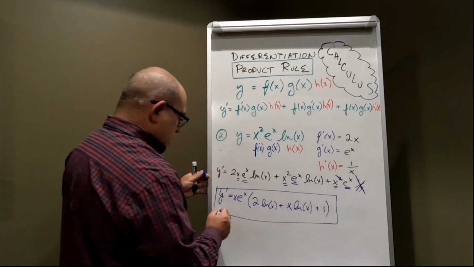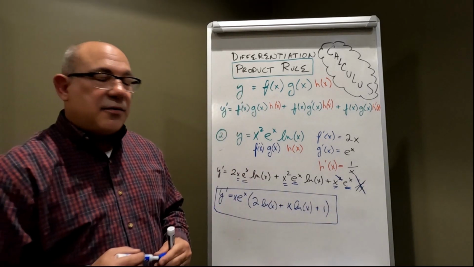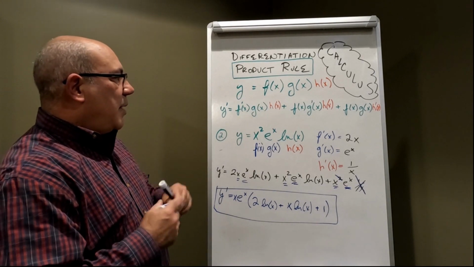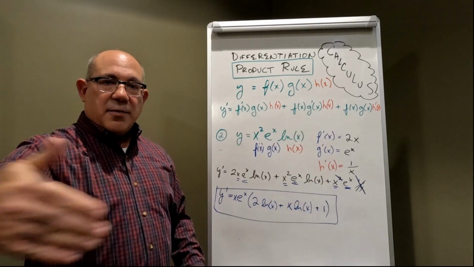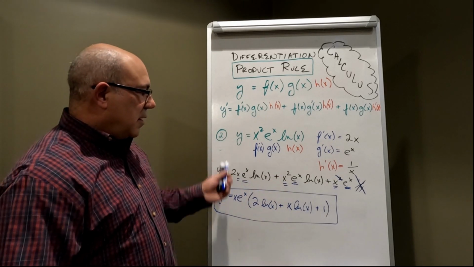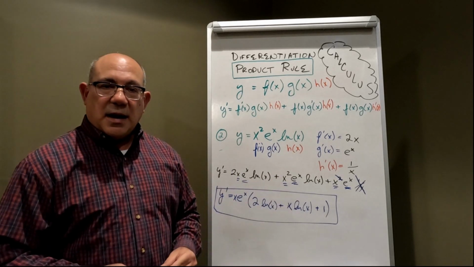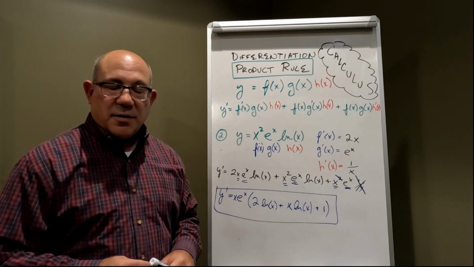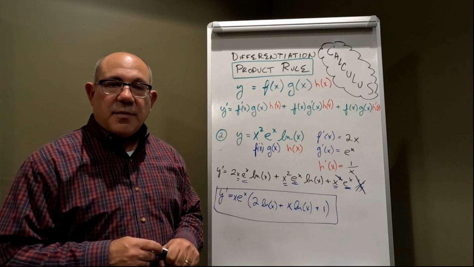And that's our answer. So it's just a little bit different with 3 terms. But it's just carrying on the product rule. If we had 4 terms, we do 4. It's pretty simple, just the products and the sums. And now you have a second example of the product rule, a little more complicated.